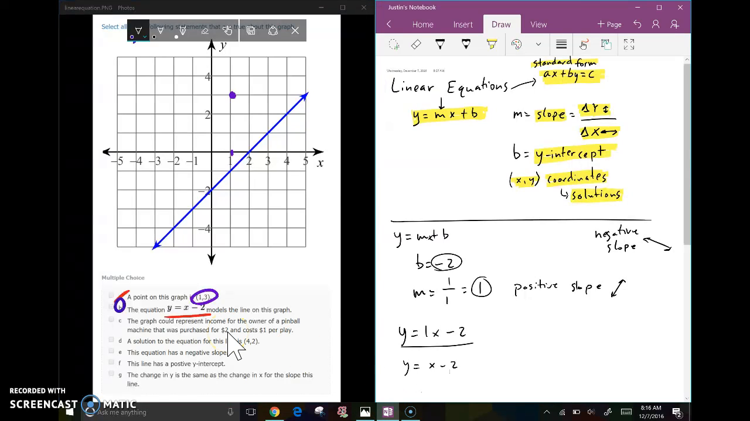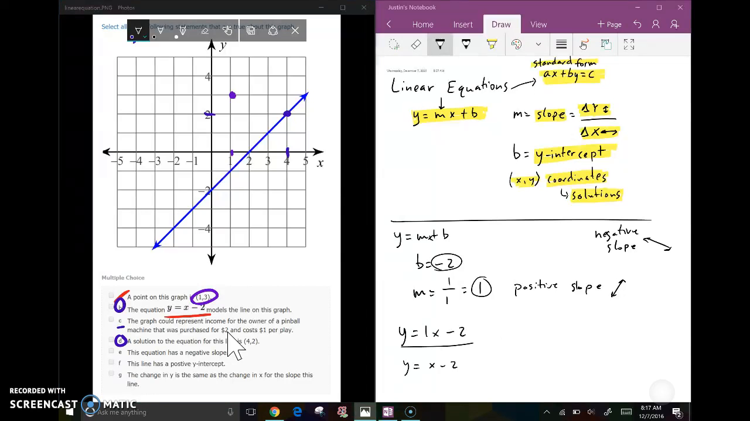The graph could represent the income of the owner of a pinball machine that was purchased for $2 and cost $1 to play. So let's come back to this example because it's a little bit more complicated. The solution to the equation for this line is (4, 2). Well, there's two ways to tell, right? We can just look at the graph. (4, 2): 4 for x, 2 for y would be right here. So that would be this point right here. Yes, this is in fact a solution.